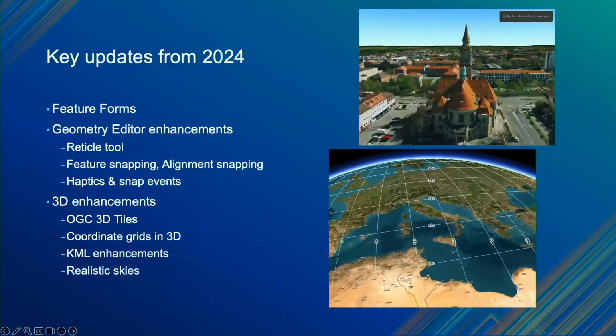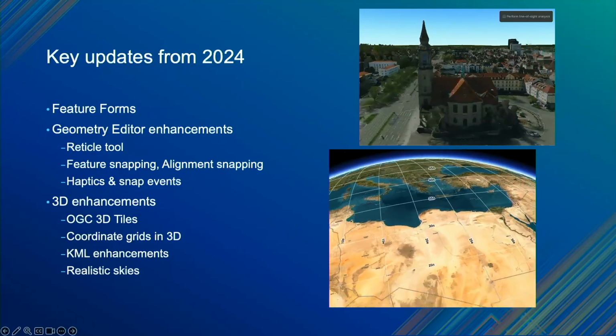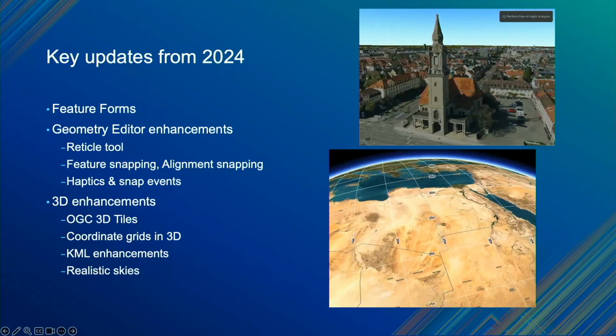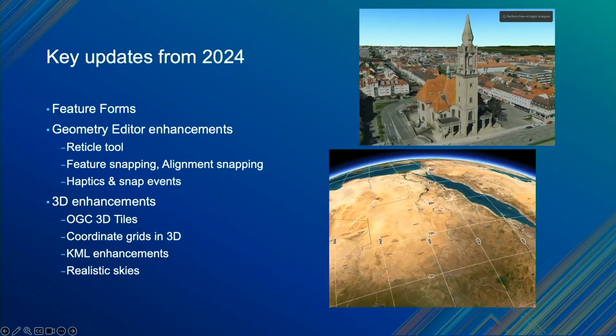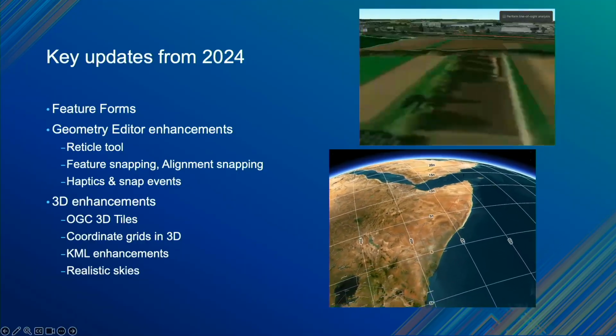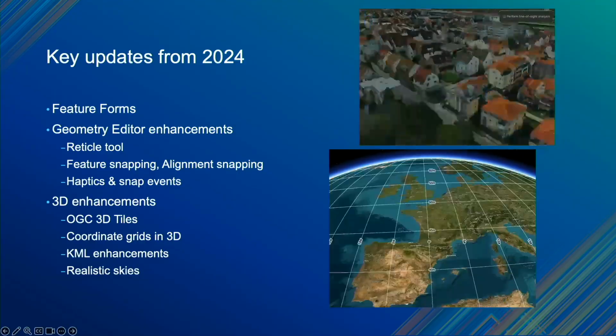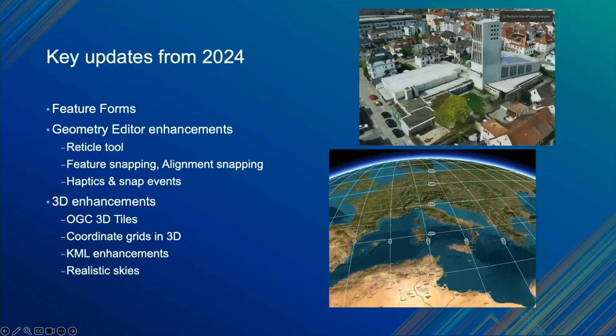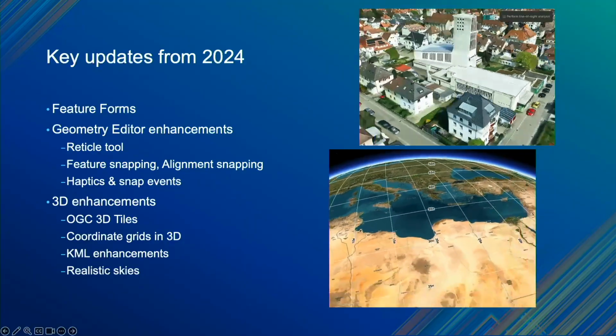The first two items you see here, feature forms and the geometry editor, serve to improve our feature editing experience via the SDKs. Features are made up of a geometry and attributes, and providing great tools to work with these is key to making your life easier as developers. We'll look at some of these enhancements in a demo in a moment.